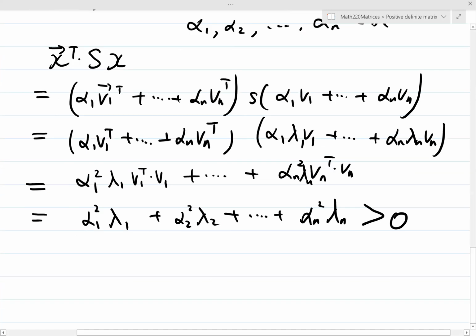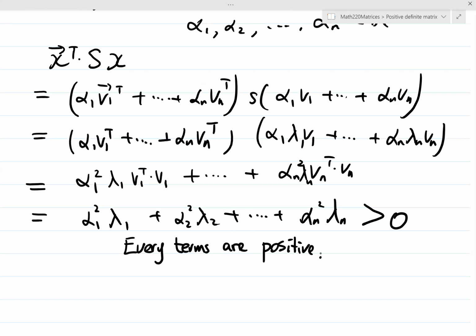So every term above is positive. Then of course their sum is again positive. So we are done. So a matrix is positive definite if and only if it is symmetric and all eigenvalues are positive.